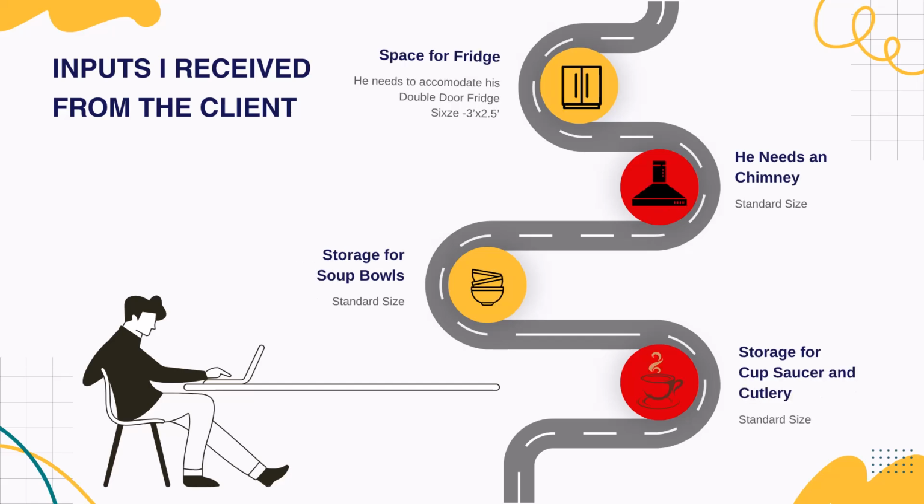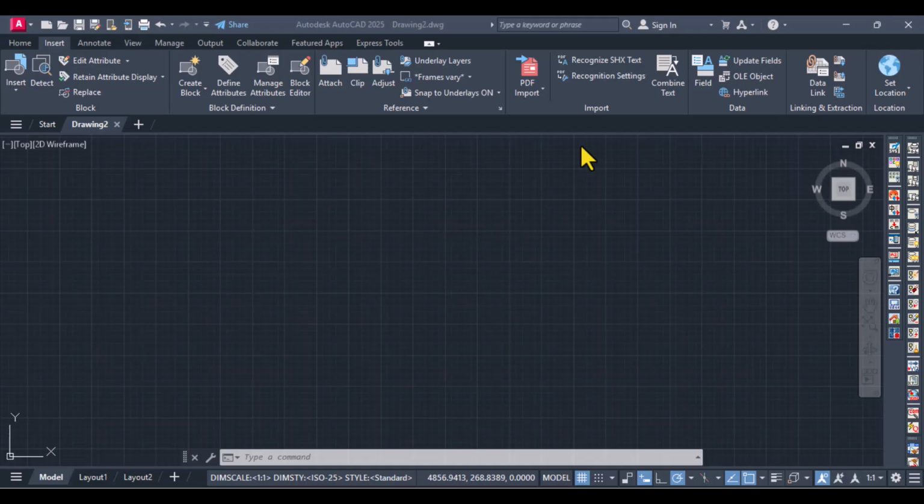He needs space to accommodate his fridge, which is 3 feet by 2.5 feet and around 6 feet in height. He needs a chimney of standard size. He needs space for accommodating his soup bowls and space for accommodating his cups, saucers, and cutlery. So, these are some of the detailed inputs which I received from the client, and let us see how we can design and accommodate all his requirements using AutoCAD.